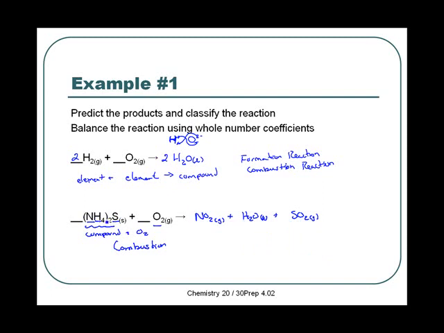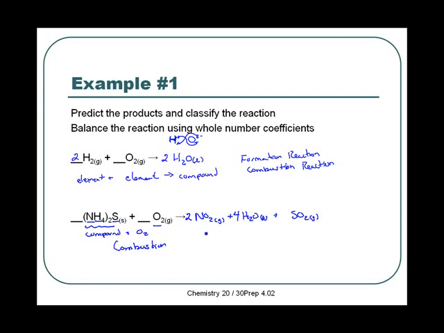We're going to say there's 8 hydrogens on my reactant side. So to get 8 hydrogens on my product side, I'll need a 4 in front of my water. There are 2 nitrogens. So in order to balance my nitrogens, I will need a 2 in front of my nitrogen dioxide gas. I have 1 sulfur, so I can leave a coefficient of 1 in front of my sulfur dioxide. And now I'll check my oxygen count.